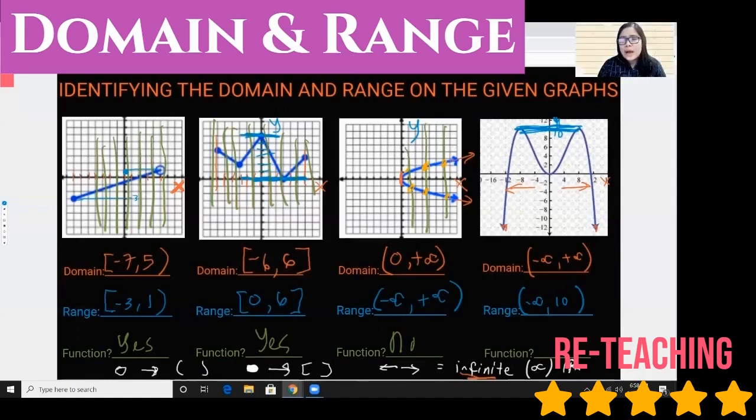Any question? That is how we identify the domain and range in different kinds of graphs. And the last question: is this graph a function or not? I just mentioned a while ago that it is a polynomial function. So if you apply the vertical line test on that graph, every vertical line touches the graph only once. So that means it is a function.